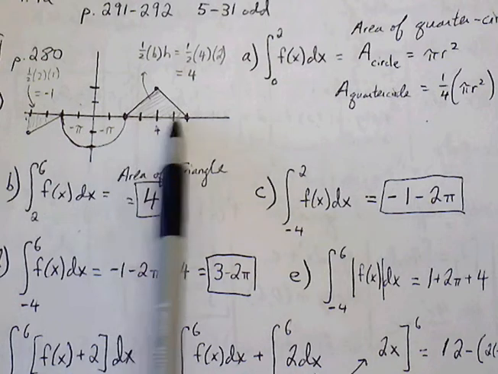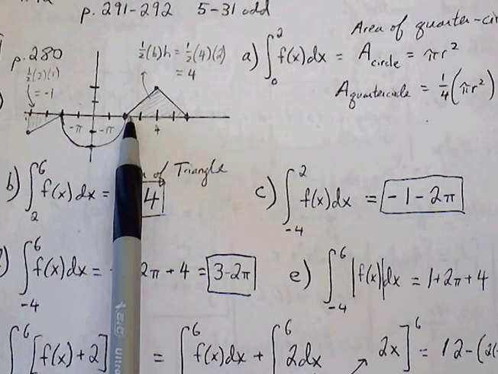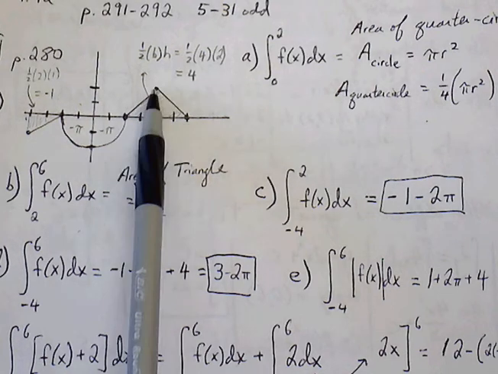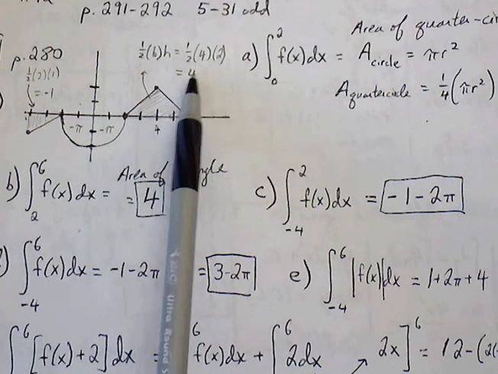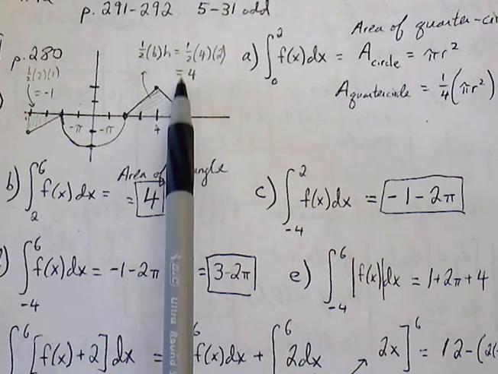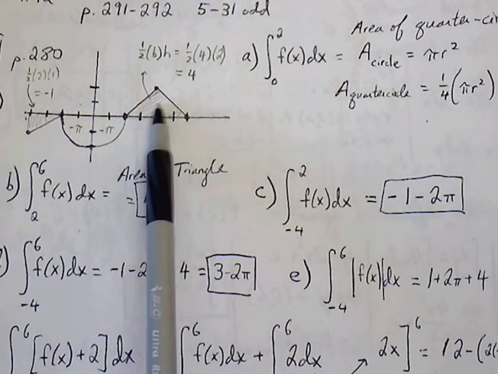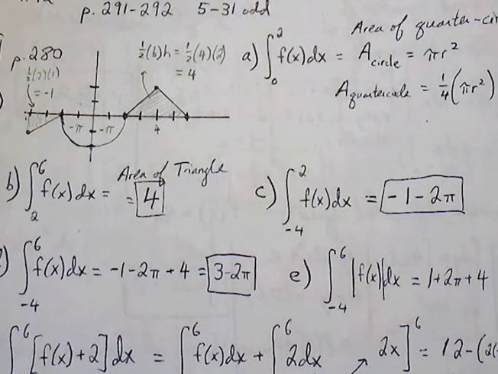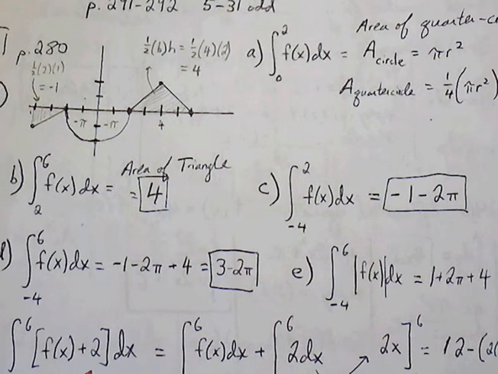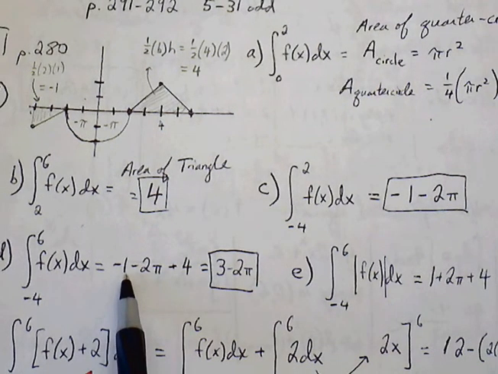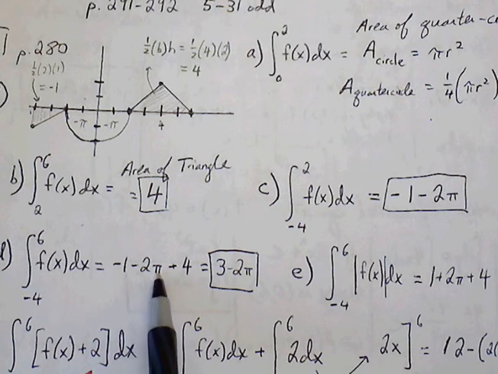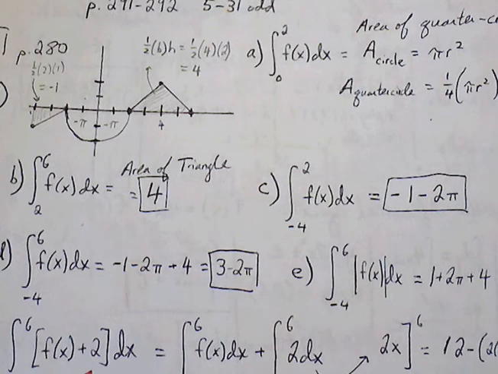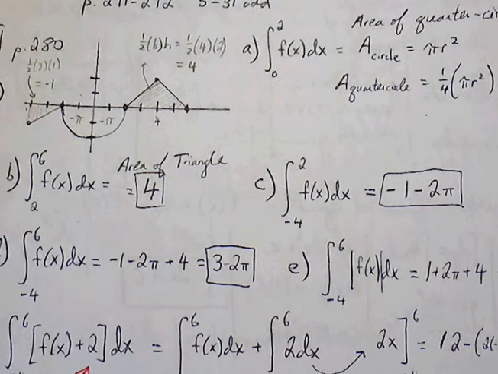This region is a triangle that we can find the area for, so 1/2 base times height. The base here is 4, and the height is 2. So 1/2 times 4 times 2 is simply 4. This will be a positive definite integral in this region since it's above the x-axis. So then we just add these values up if we want to find the definite integral from negative 4 to 6. So negative 1, the first left triangle there, minus 2 pi, that's the half circle, plus 4 will simply give us 3 minus 2 pi. So that's our definite integral from negative 4 to 6.